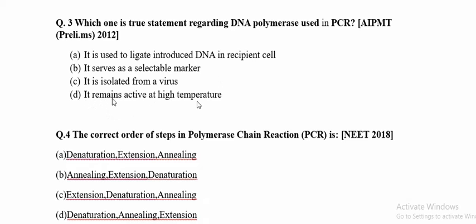Option D, it remains active at high temperature. Yes, that is true. DNA polymerase remains active at high temperature because it is isolated from a bacteria known as Thermus aquaticus. So Thermus aquaticus is the bacteria from where the DNA polymerase is isolated, and that bacteria is temperature tolerant, it can tolerate a high temperature. So that's why DNA polymerase used in PCR remains active at high temperature. So option D is the correct answer.